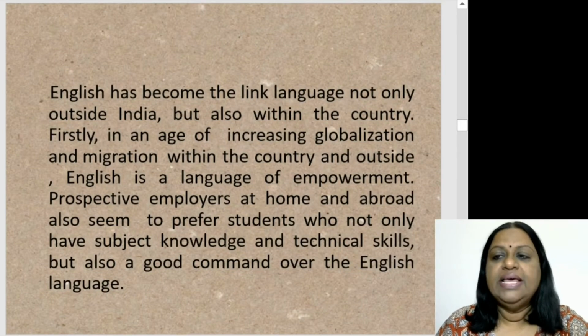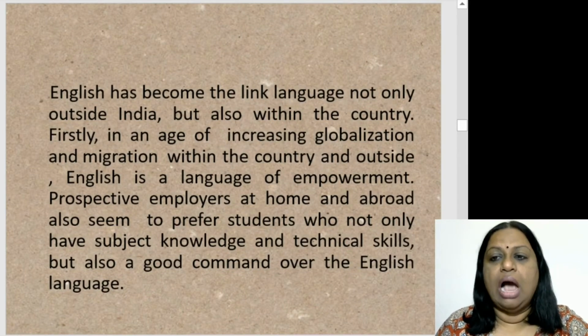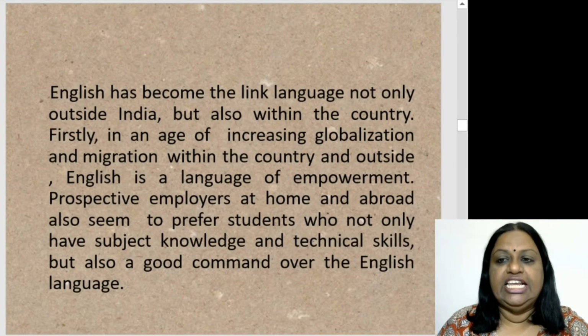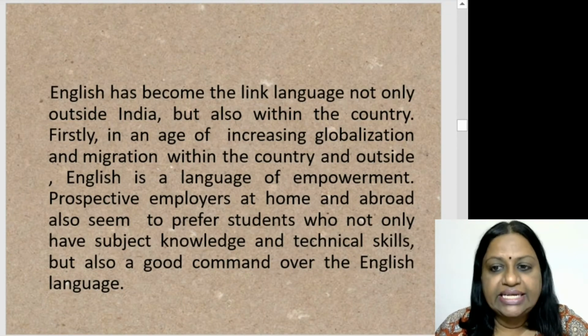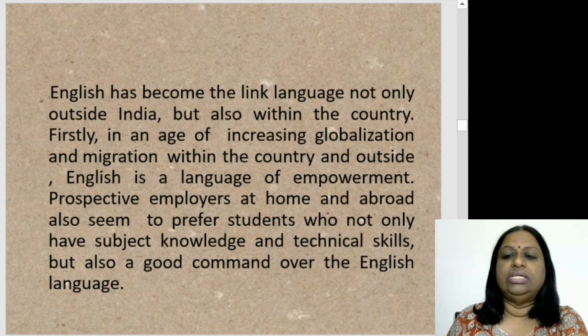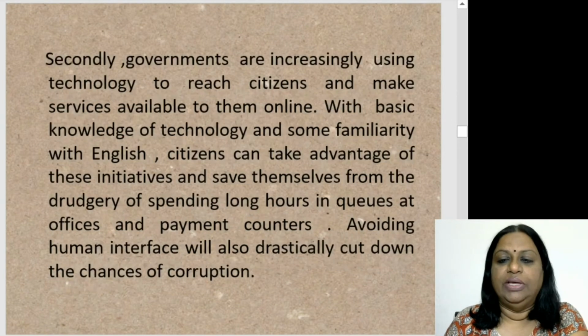English has become the link language not only outside India but also within the country. Firstly, in an age of increasing globalization and migration within the country and outside, English is a language of empowerment. Prospective employers at home and abroad also seem to prefer students who not only have subject knowledge and technical skill but also a good command over the language.